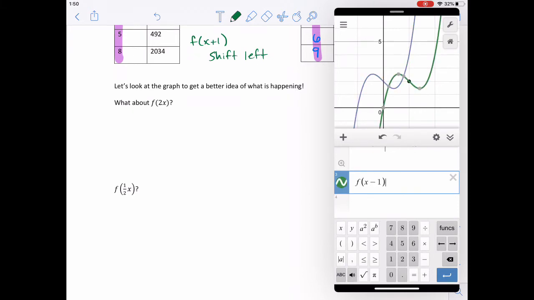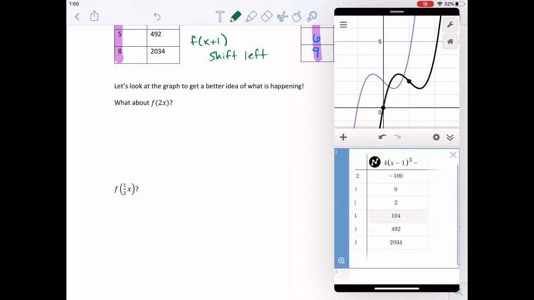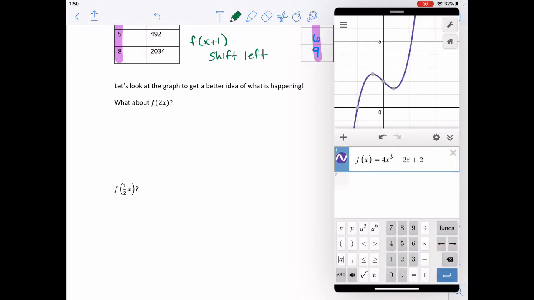We can actually put this in, f of x minus 1, and see that it lines up exactly with that black graph, which means that we did our substitution correctly. So this is a great way to check your work. All right, so we're going to look at what happens if we multiply.